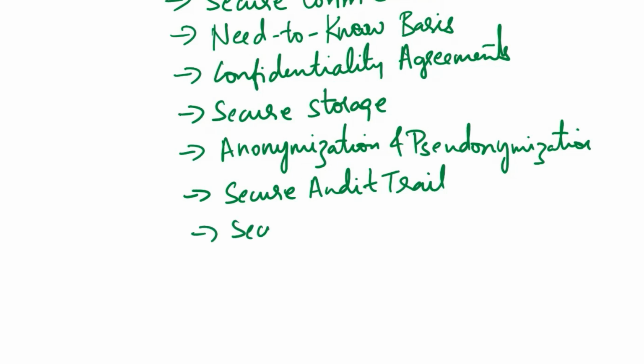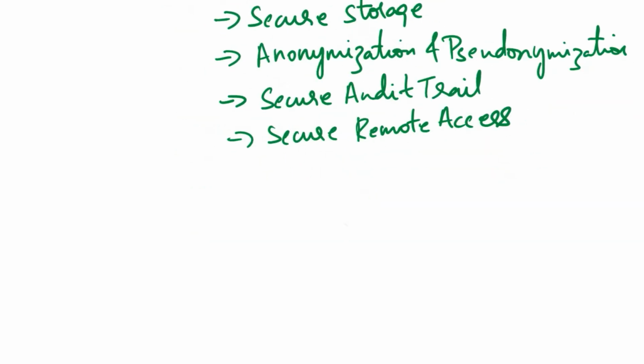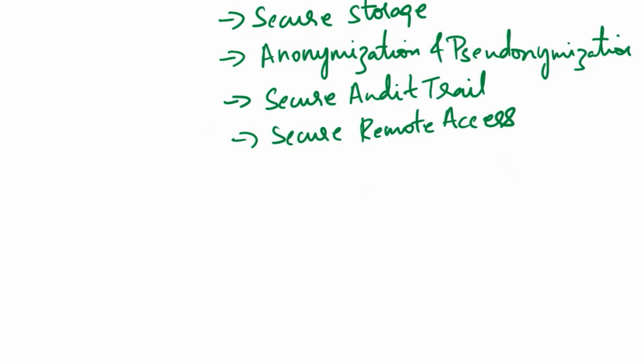Then secure remote access. If remote access is necessary, ensure that it is conducted through secure and encrypted connections. Implement multi-factor authentication to enhance the security of remote access. Next, incident response plan. Have a well-defined incident response plan that includes procedures for handling potential security breaches or incidents. This plan should outline steps for reporting, investigating, and mitigating incidents while maintaining confidentiality.